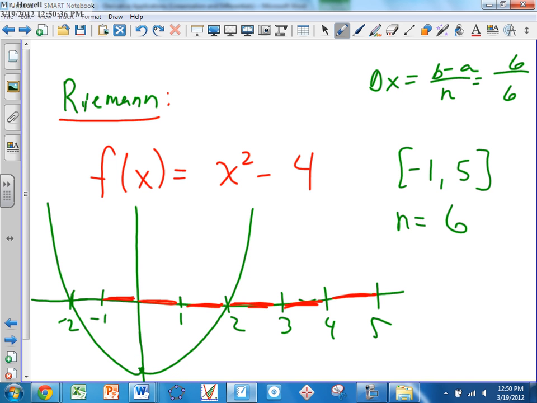How did I get that root? If you want to, just set it equal to 0, and then solve, move the 4 over, take the square root, you get plus or minus 2. Again, set this equal to 0, the original function. Whenever you want the roots, you want to set the function equal to 0.